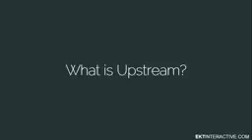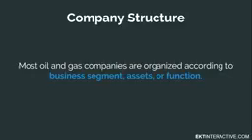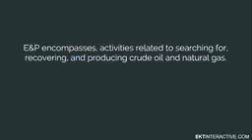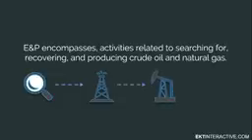So, what is upstream? Most oil and gas companies are organized according to business segment, assets, or function. The upstream segment of oil and gas is also known as exploration and production, or E&P, because it encompasses activities related to searching for, recovering, and producing crude oil and natural gas.